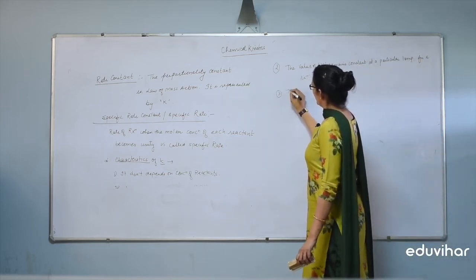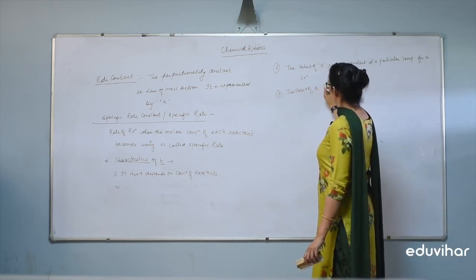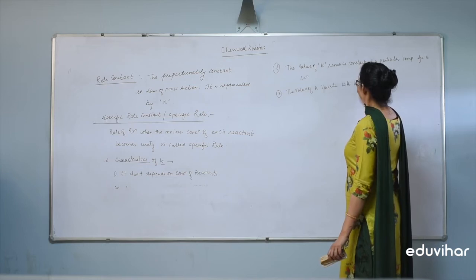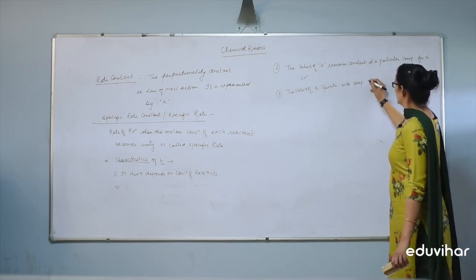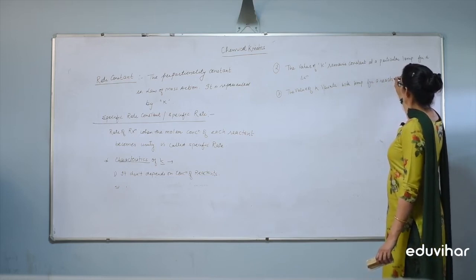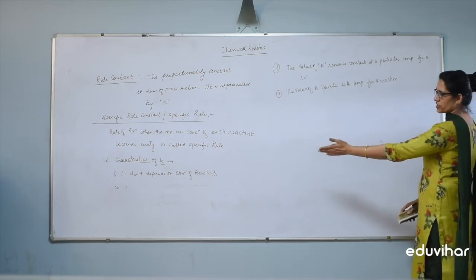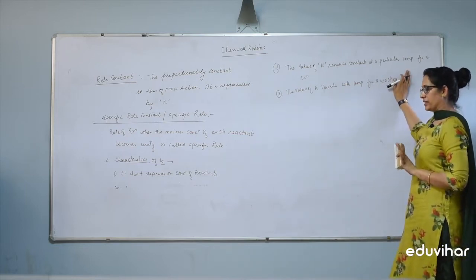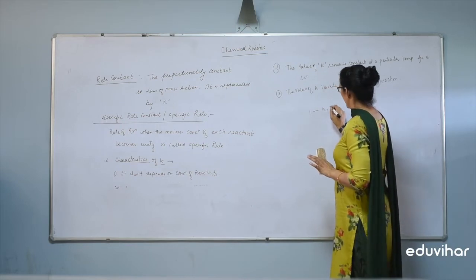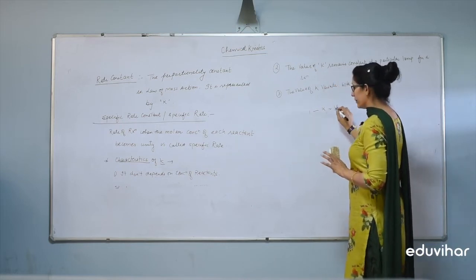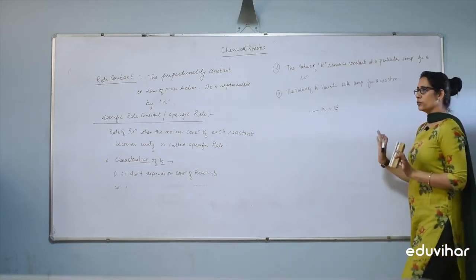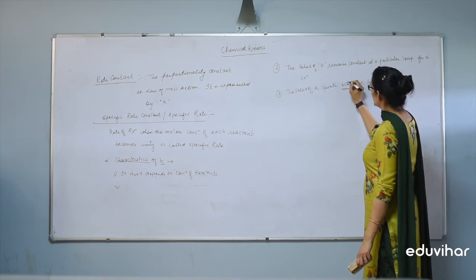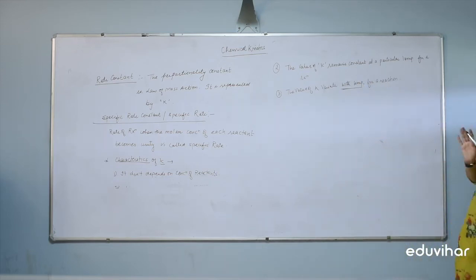Third, the value of K varies with temperature for a reaction. For a reaction, K is independent of the concentration of reactant. The value of K remains constant for a particular temperature. If we have a reaction where the value of K is 1.6, then it remains constant whatever the concentration. It does not change with respect to concentration. It changes with temperature. If we change the temperature, the value of K also changes.